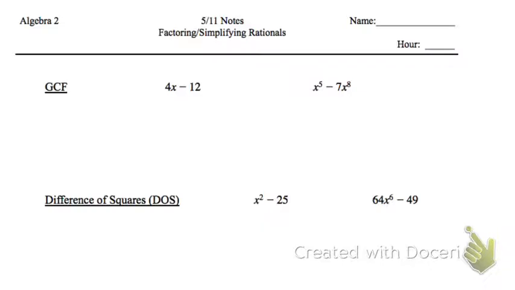And remember, we start off with probably the most basic types, and that is our greatest common factor and our difference of squares. Remember, when you factor, and this is what we always ended up forgetting to do, we always need to look for a GCF first.